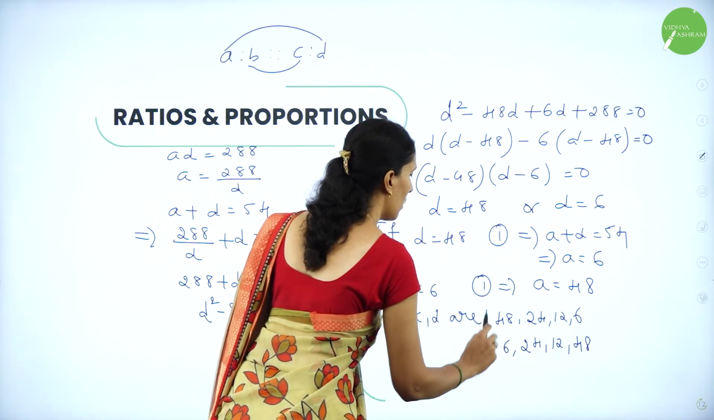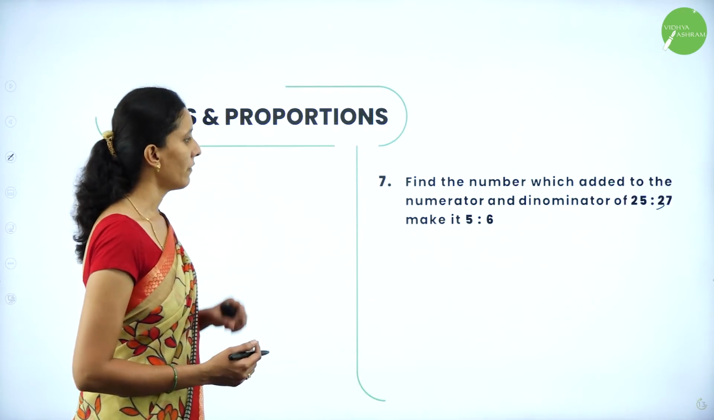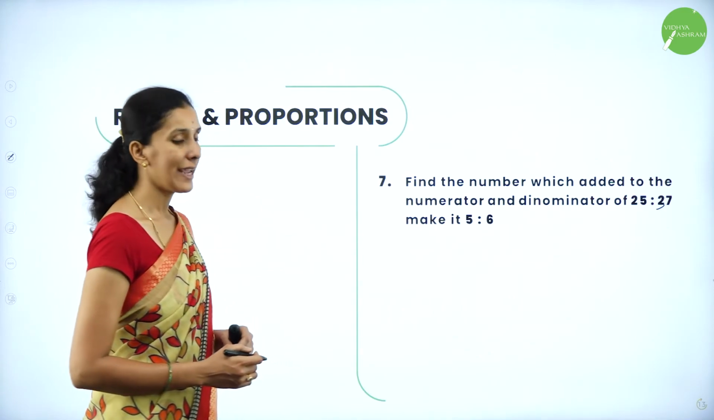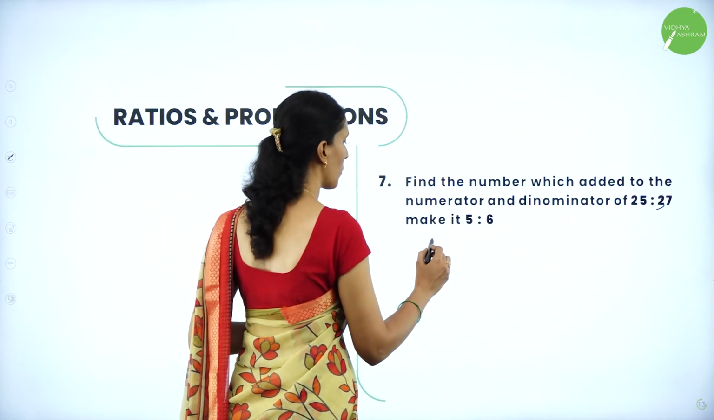So in any one of the forms, we can write. Next question: find the number which, added to the numerator and denominator of 25 is to 37, makes it 5 is to 6. So let me first write this in the proportional form.